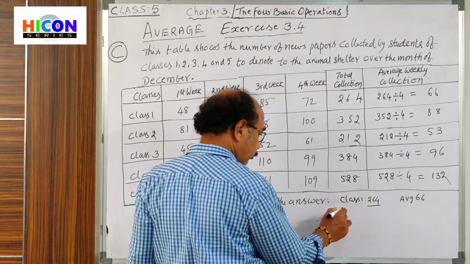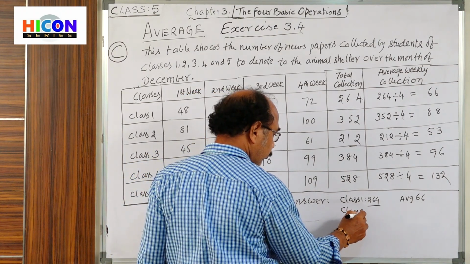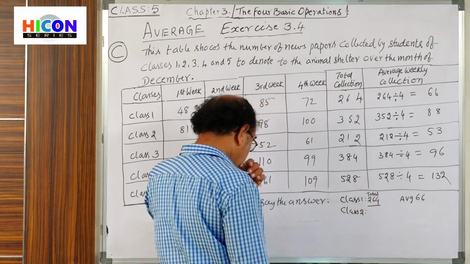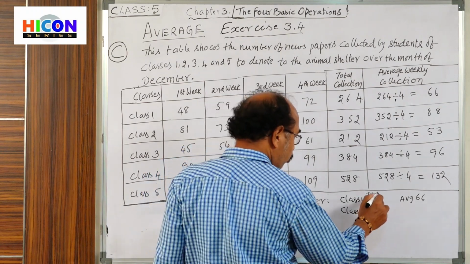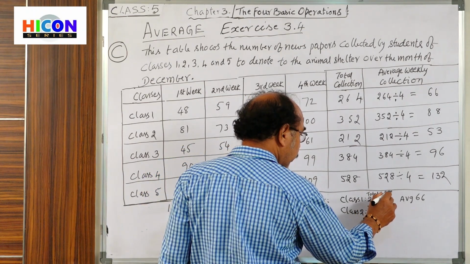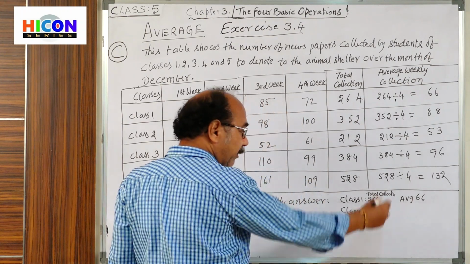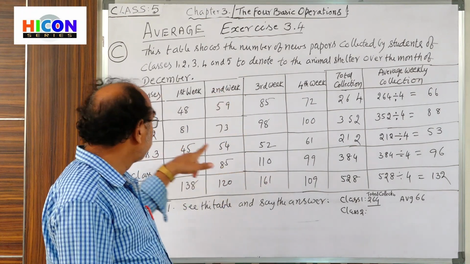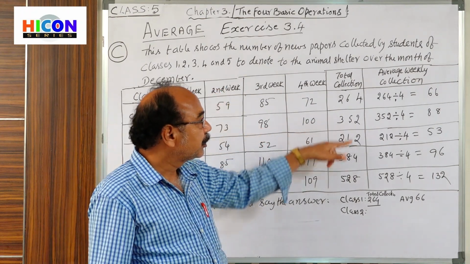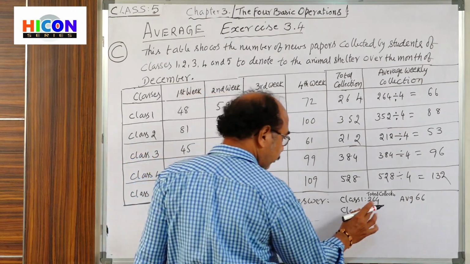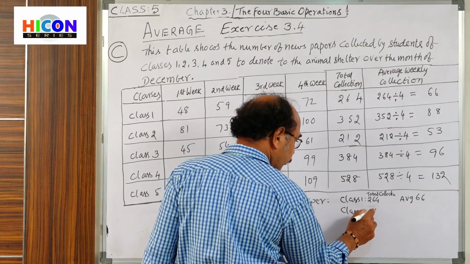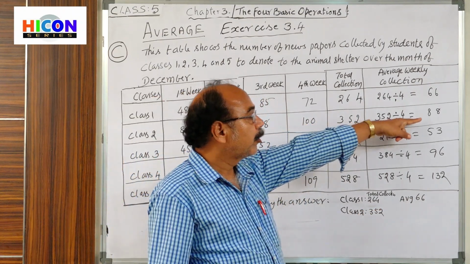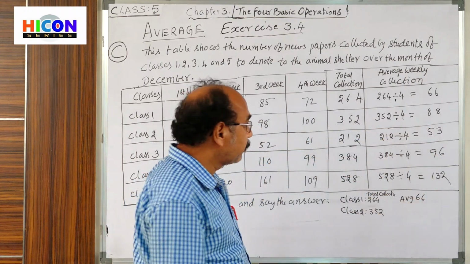Like that. Class 2 now. This is the total collection, and that is the average. Class 2 total collection. See the table. Class 2 total collection how much? 350. Right? 350. Average. How much? 88. From the table. 88.